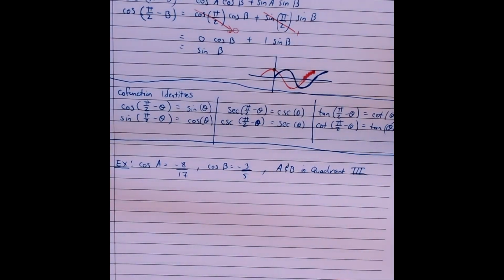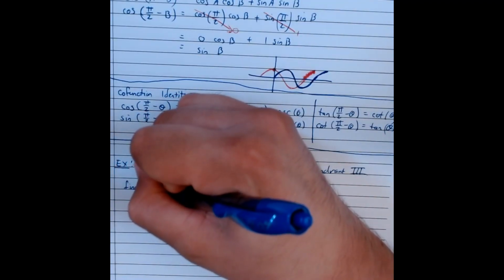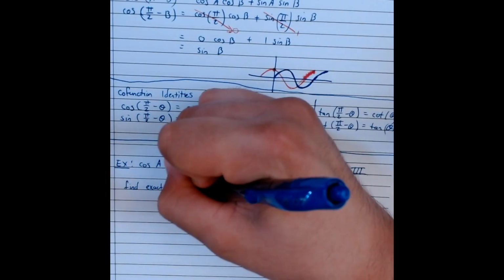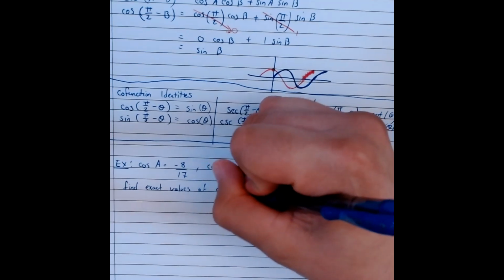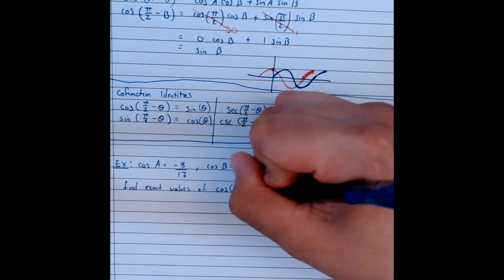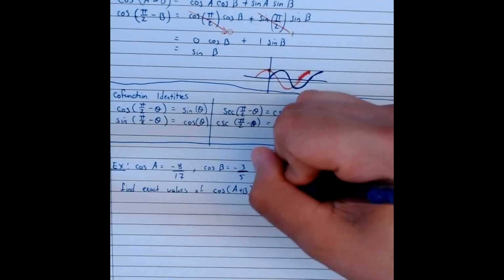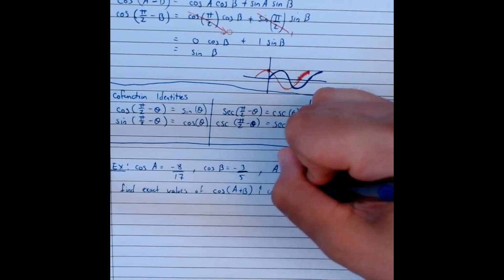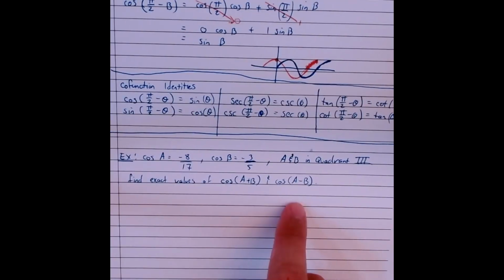Okay. From this, we're supposed to find the exact values of cosine of A plus B and the cosine of A minus B. All right. We're going to use the sum and difference formulas.